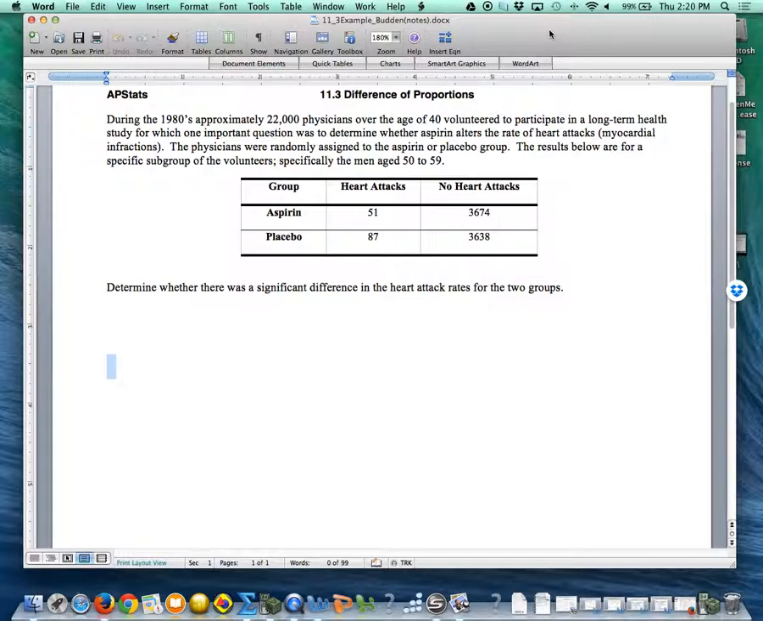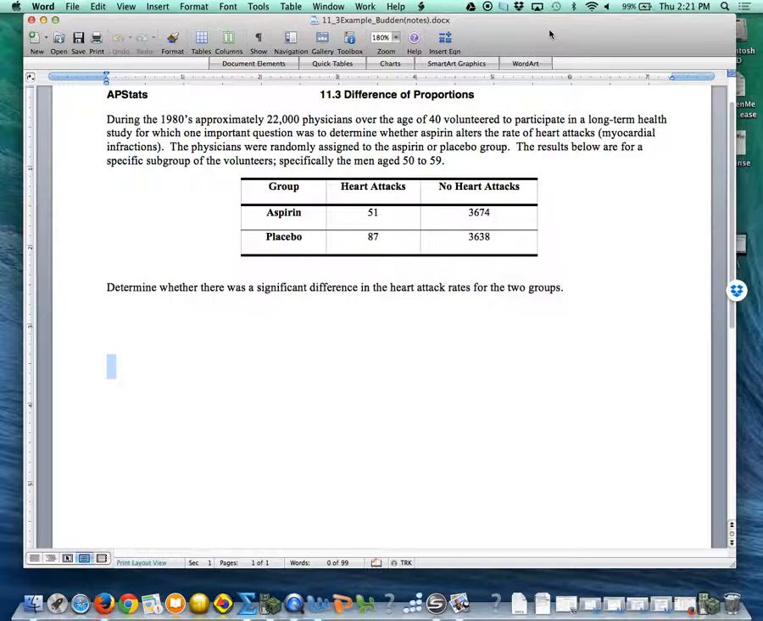So this is the example on page 29. It says, during the 1980s, approximately 22 physicians over the age of 40 volunteered to participate in a long-term health study for which one important question was to determine whether aspirin alters the rate of heart attacks. The physicians were randomly assigned to the aspirin or placebo group. The results below are for a specific subgroup of the volunteers, specifically the men aged 50 to 59. So then it gives you your two groups, aspirin and placebo, heart attacks versus non-heart attacks. Determine whether there was a significant difference in the heart attack rates for the two groups.